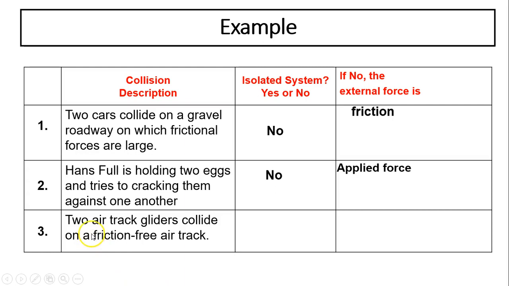Now, how about the next one? Two air track gliders collide on a friction-free air track. So what is the system? The system is two gliders. And these two gliders are an isolated system because there is no friction. The other forces are gravity and the normal force, which balance out or cancel each other. So this is an isolated system for situation 3.